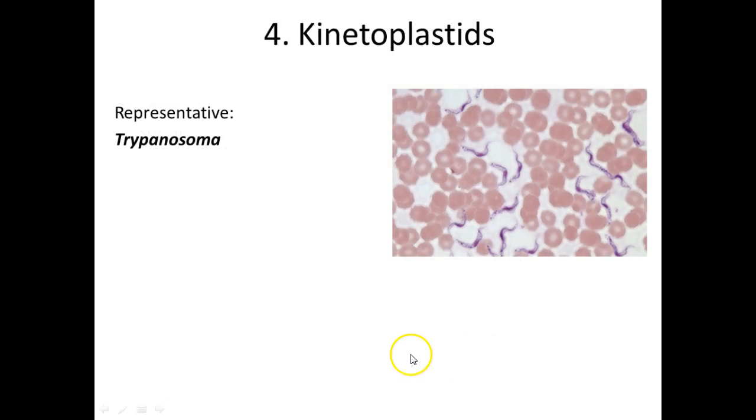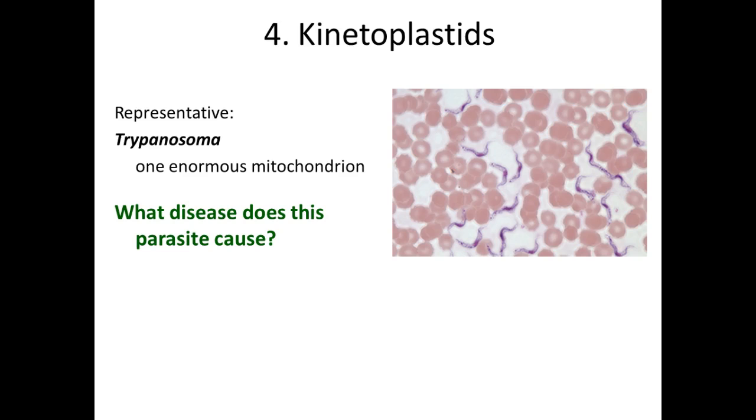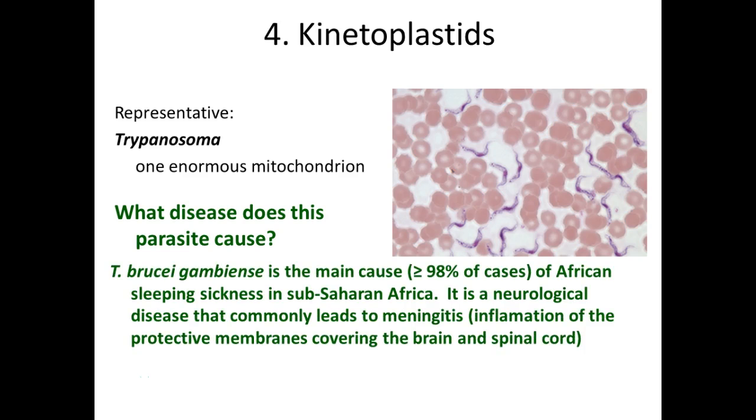Trypanosoma. These guys have one enormous mitochondrion. Anyone know what disease they can cause? Right, they can cause African sleeping sickness. So the good news is here in the United States, you don't have to worry about that. We don't have this parasite, this protozoan. It's transmitted by the bite of a tsetse fly, actually, in Africa. And there's two different subspecies of it.